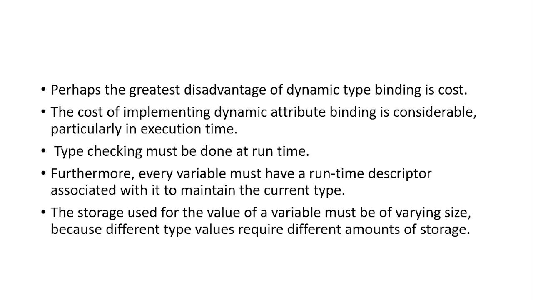So our second major concern is cost. The cost of implementing dynamic attribute binding is considerable, particularly in execution time. Every variable must have a runtime descriptor associated with it to maintain the current type. The storage used for the value of a variable must be of varying size, because different type values require different amounts of storage. So we need different storage amounts for different types. That is it with static and dynamic binding.